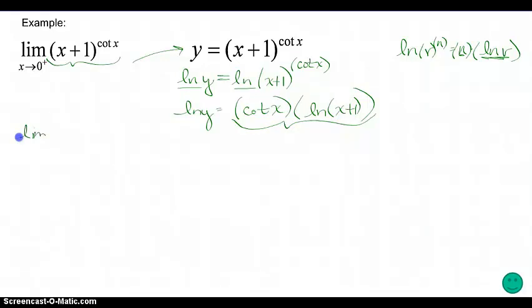Let's take it back over here and put it back inside the limit and see what we get. Now, cotangent is the cosine of x over the sine of x.